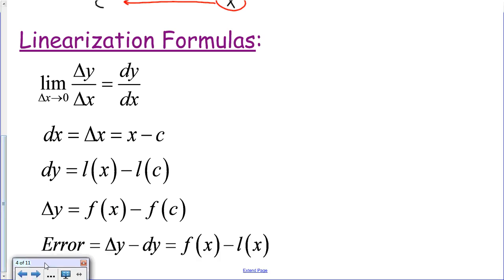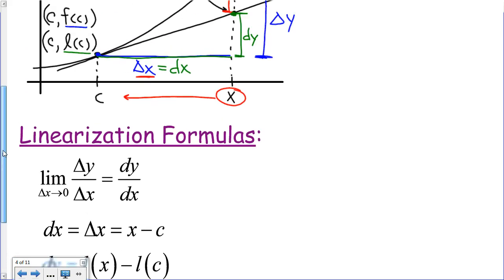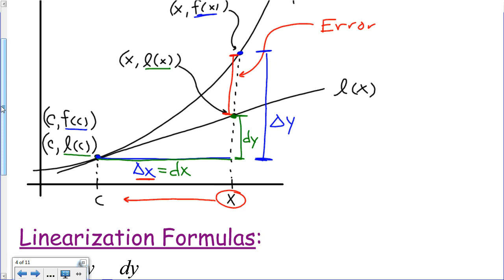And the last one here is the error then. And again, there's actually a couple ways you can calculate each of these quantities, but there's a couple ways you can calculate the error. Here are two of them. One way to do it is look at the difference in delta y and dy. So if I scroll back up here so you can see that, the delta y is that vertical distance in blue. Dy is that vertical distance in green. So the difference in those two leaves you that vertical distance measured in red, which is the error there.